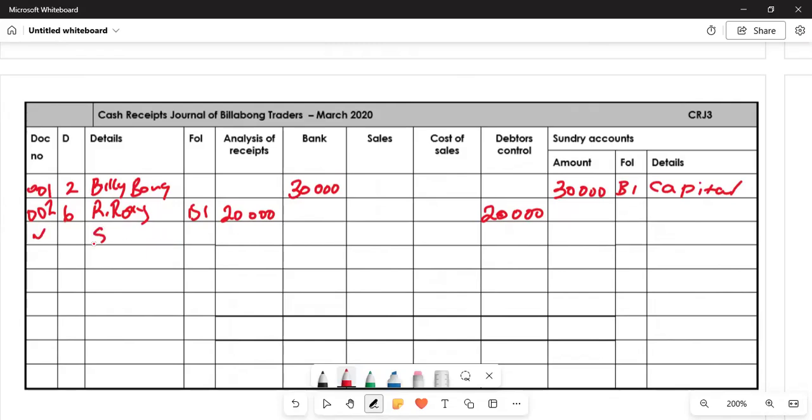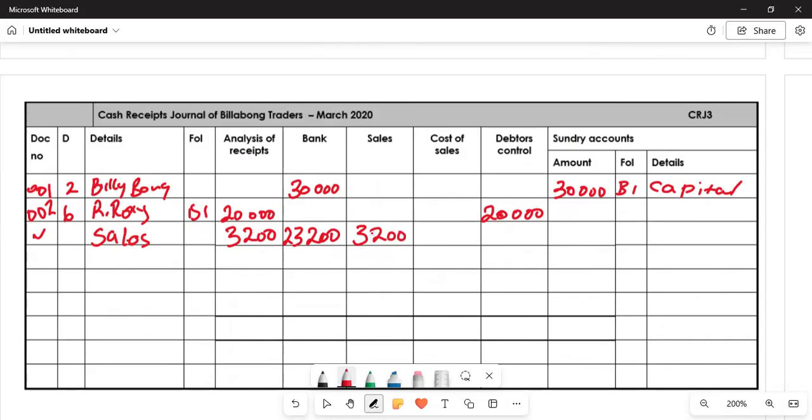Then we write sales. Sold goods on cash, which amounts to 3,200. So we have to add this 20,000 plus 3,200. This is the amount that is going to be in our bank, 23,200. What was that 3,200 for? It is because of the goods that we sold on cash. So we write it under sales, 3,200.